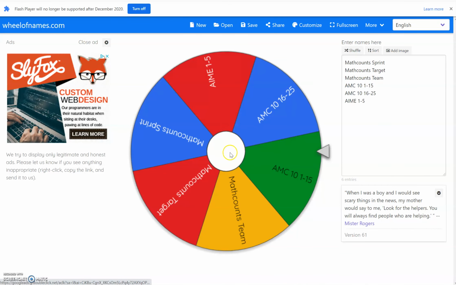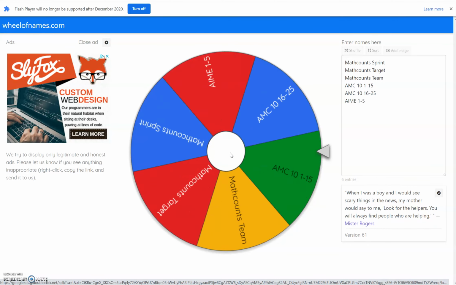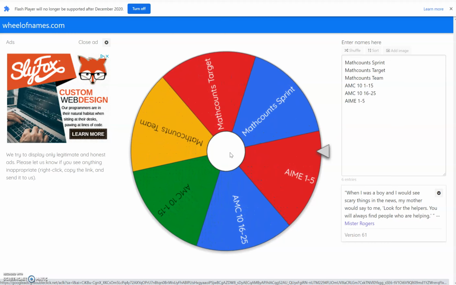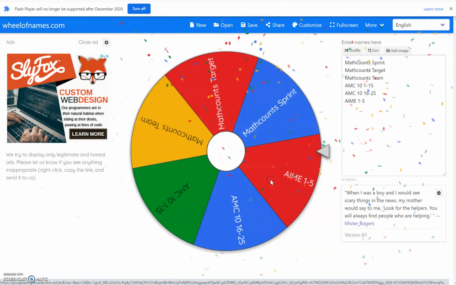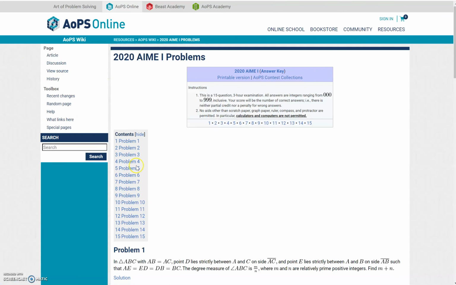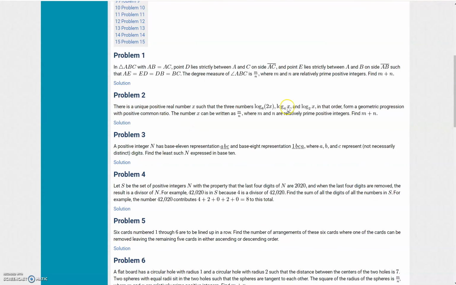All right, let's see what we get. Ooh, we get AMC 12 or 10? This is going to be an interesting one. Alrighty, here are the 2020 AMC 12 A problems. And we can just pick one of these. I'll do problem 2. I'm a huge fan of logarithm problems, so let's do this one.